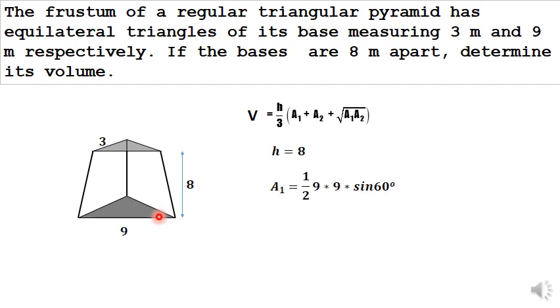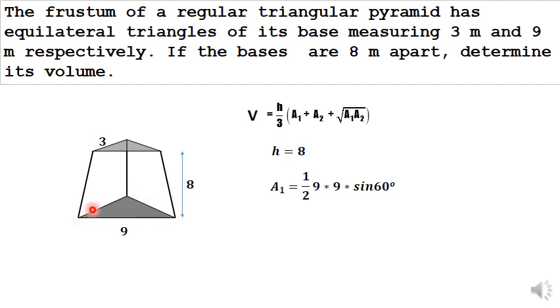Now compute the area of the base. The area of the base is 1/2 A B sine theta, where A is the leg, B is the other leg, and theta is the angle included between the two legs. In the case of our base here, it is a triangle. The length of one side is 9, the other side is 9, and the third side is also 9. Now, this is an equilateral triangle, meaning equal lengths.